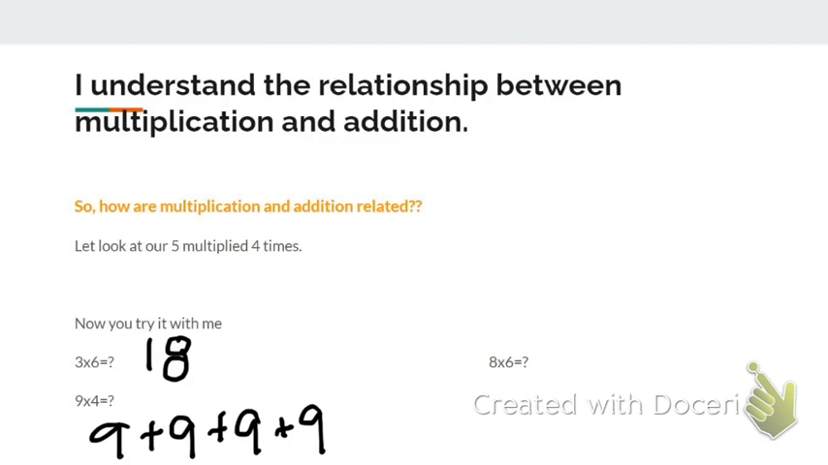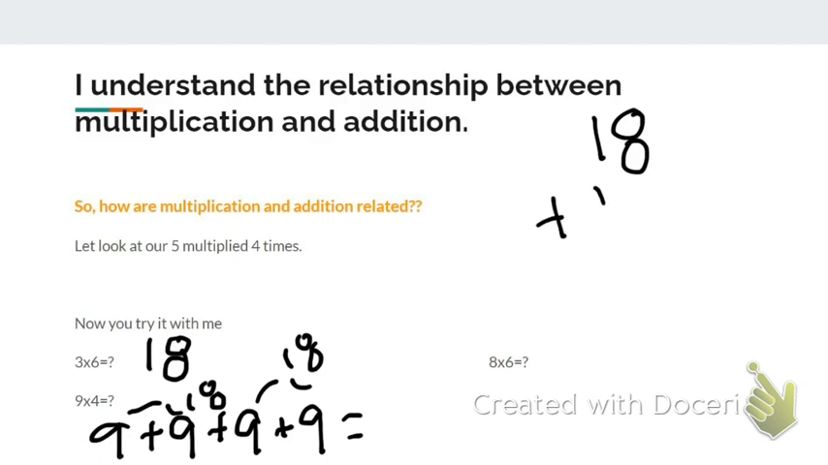So now I have this. And now I need to start adding these 4 groups of 9 together to find my answer, or my product, okay? So 9 plus 9 equals 18, and 9 plus 9 over here also equals 18. Now I'm running out of room, so I'm going to hop up here. So 18 plus 18. Okay? Go ahead and see if you can figure that one out.